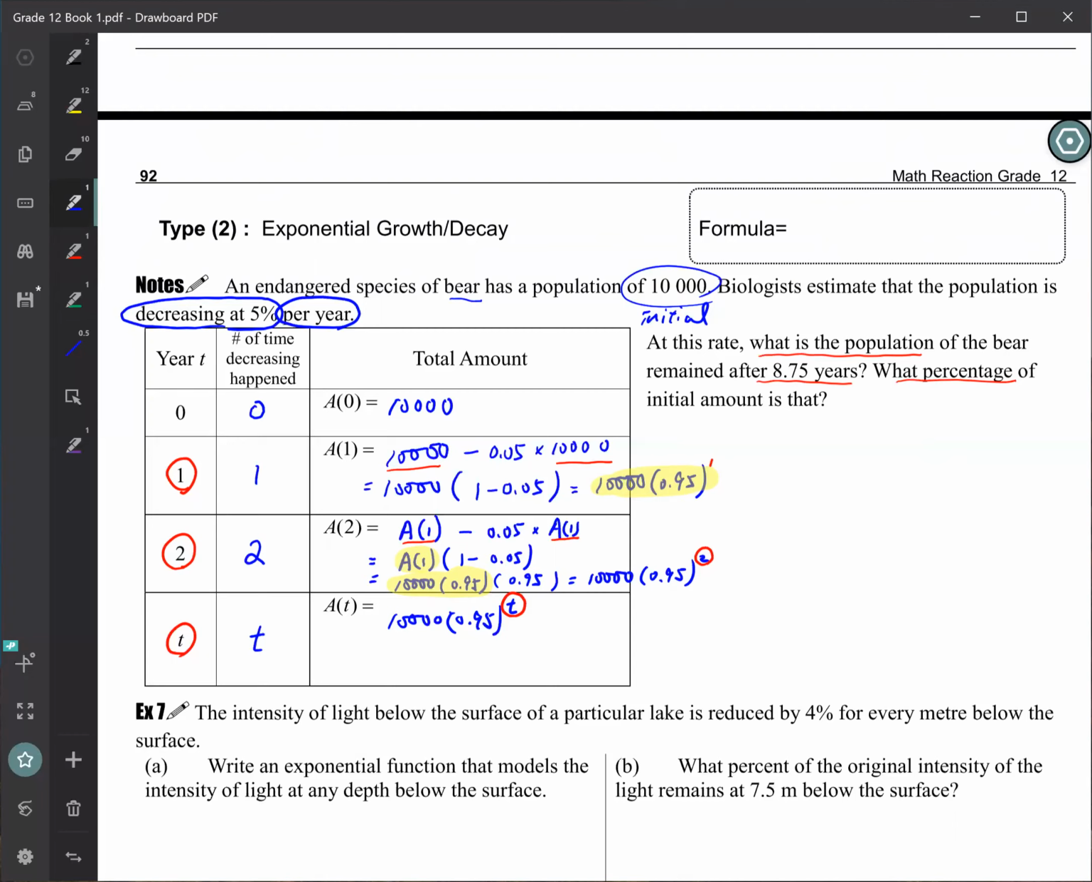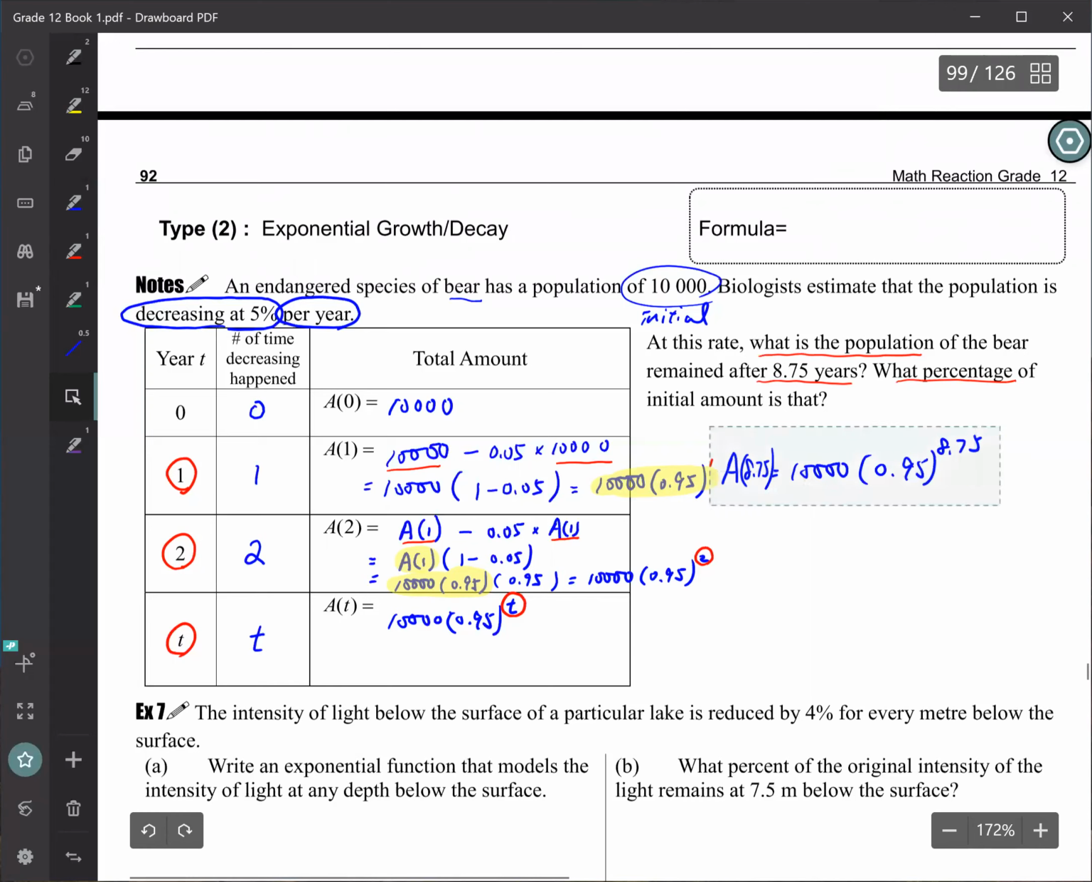Okay, so Cindy, can you tell me how to set it up? Okay, not the final answer, but how to write it out. 10,000 bracket 0.95 bracket to the power of 8.75. Yeah, okay. And remember at the front, please write down A of 8.75.